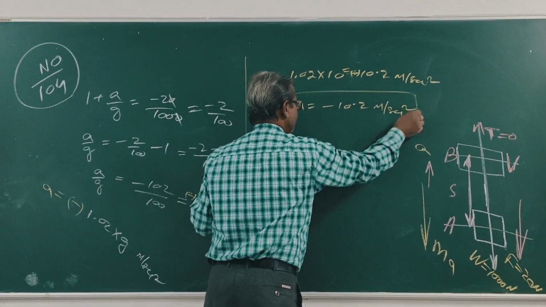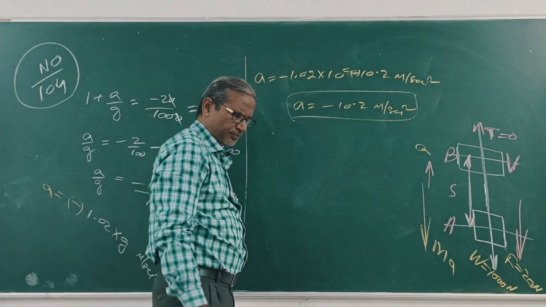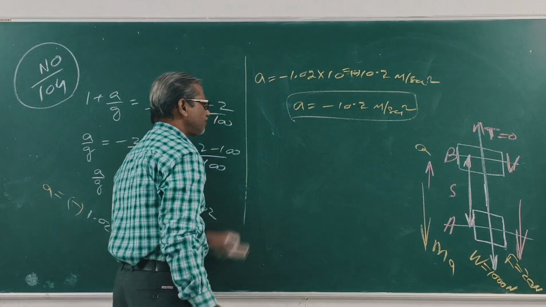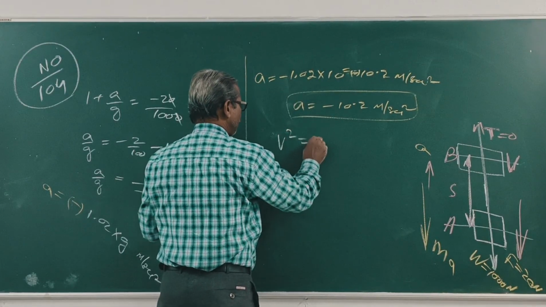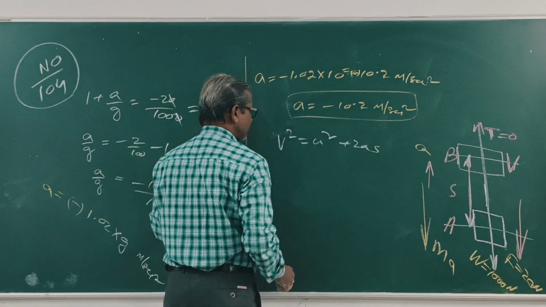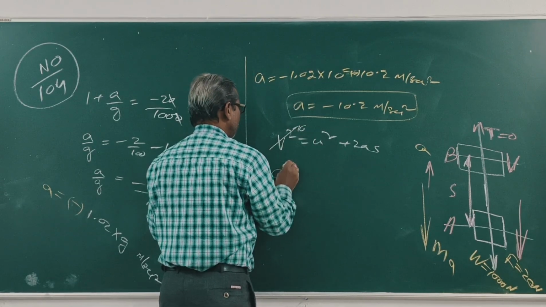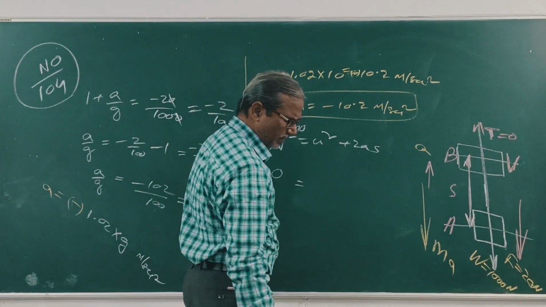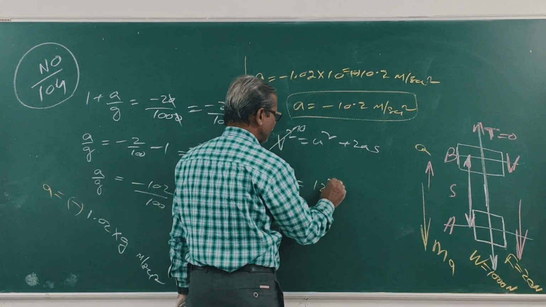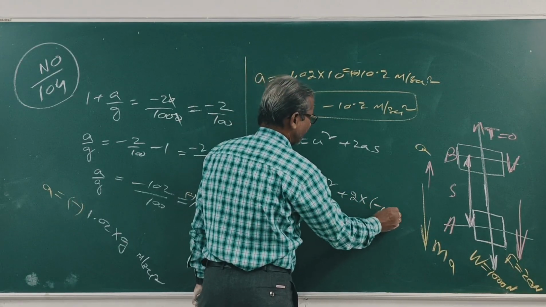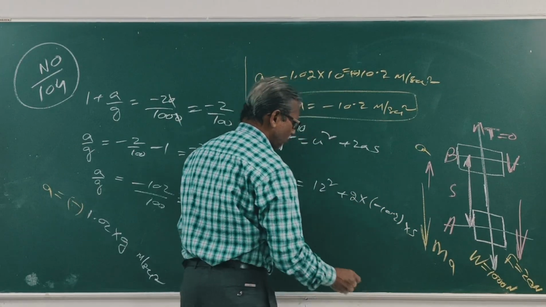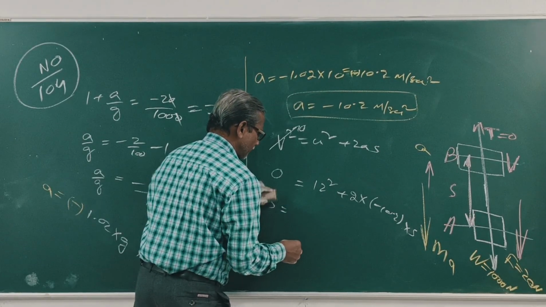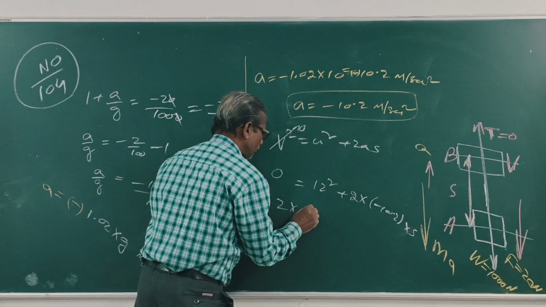Distance traveled: now V square is equal to U square plus 2AS. V is 0, so 0 is equal to U square. U is 12 meter per second. So 12 square plus 2 into A, minus 10.2, into S. What is S equal to? 2 into 10.2 into S is equal to 12 square.